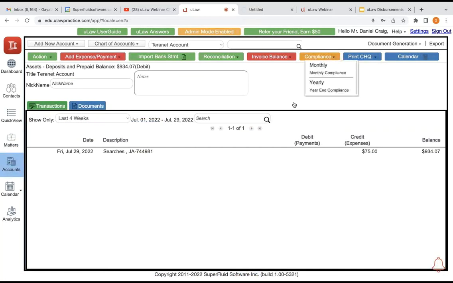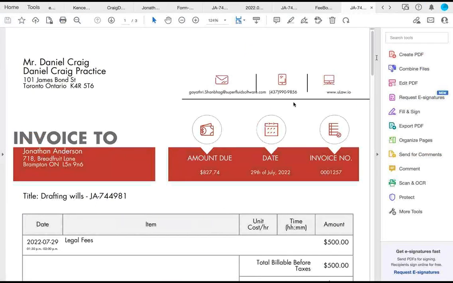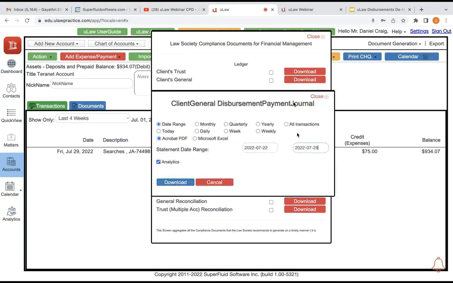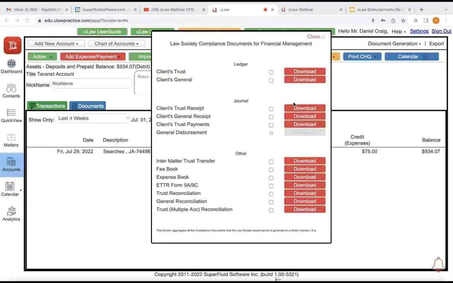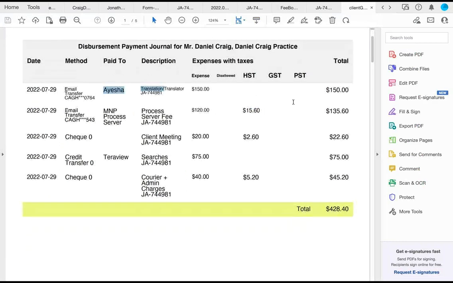So go back into accounts, go into compliance, monthly compliance, client's general receipt and client's general disbursement. Everything has all the details here. Just download for today's date, and you would be able to see all the details here along with the disbursement. So all that I just entered for the translator fee, for the process server fee, and the client meeting that we traveled to, the TerraView charges if I did searches, the courier and admin charge, everything is captured.